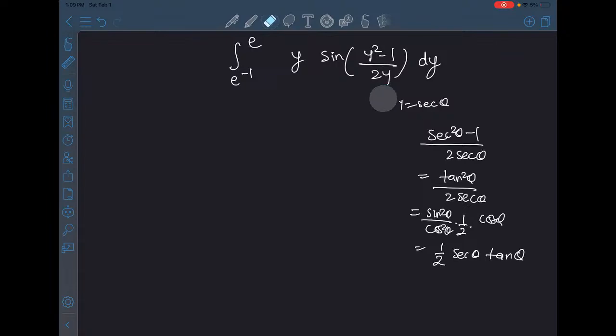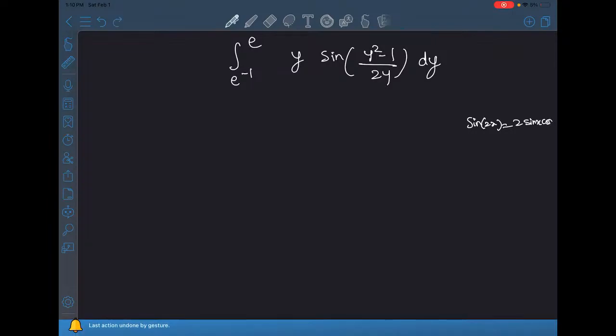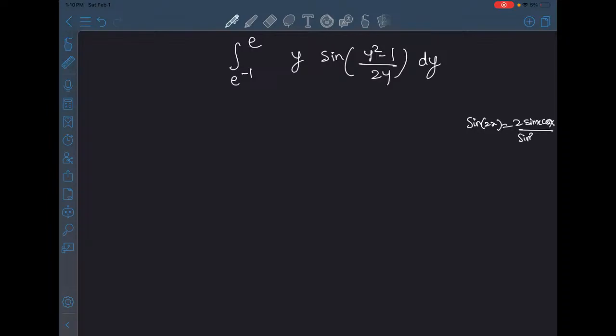I think there's some way. Okay, okay, let's do it this way. Okay. I think what I can do instead is, we know that sine 2x is equal to 2 sine x cos x, right? I'm not sure. Okay, and then divide by sine square x plus cos square x, and this becomes 2 tan x by 1 plus tan square x.